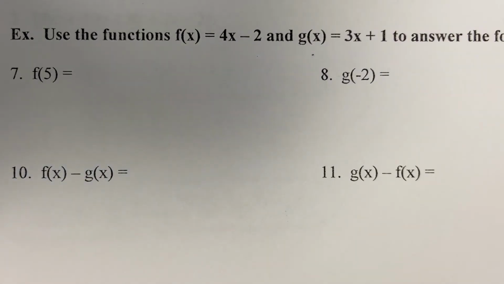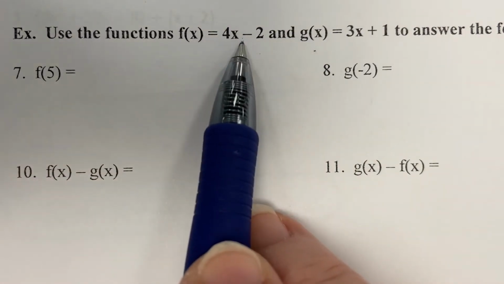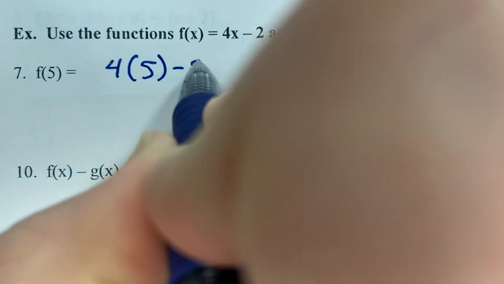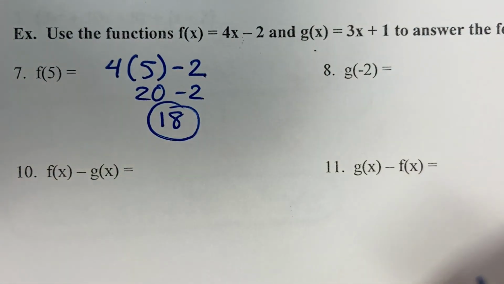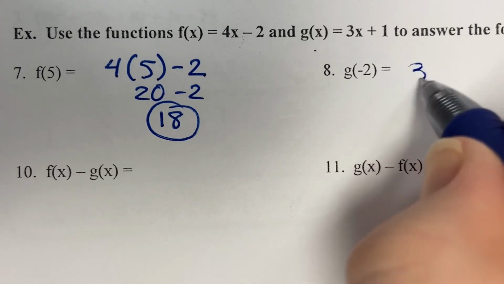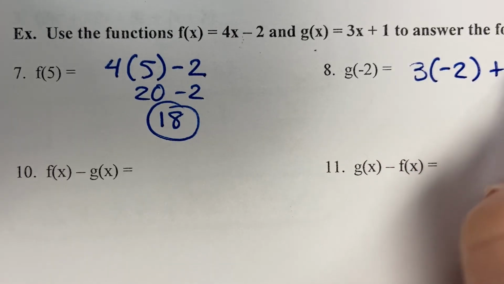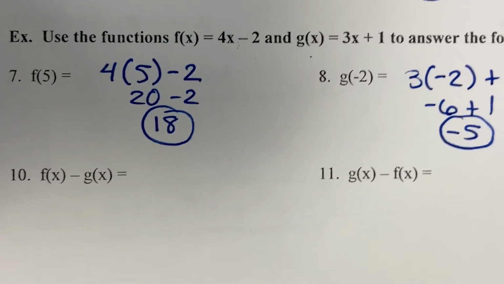All right, so for this first example, f of 5, I would use the f function. So I would have 4 times 5 minus 2. And 20 minus 2 is 18. For this next one, g of negative 2, I'm going to use the 3 times negative 2 plus 1, which is negative 6 plus 1, or negative 5.